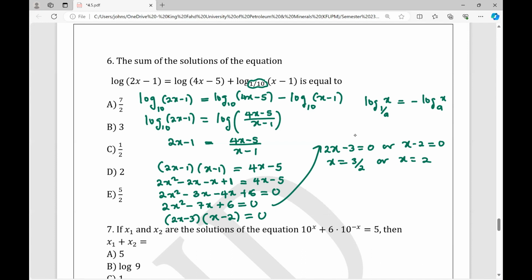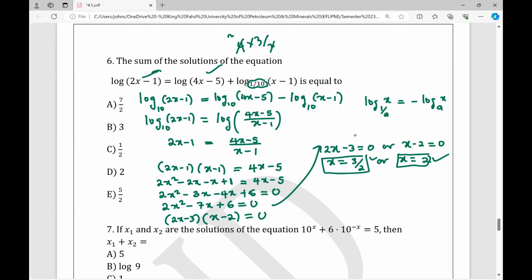So if you take x to be 3 over 2, you put 3 over 2 here, it's still going to be positive. Put 3 over 2 here, you'll have 4 times 3 over 2, which is 6, minus 5, so this is still positive. Okay, so it seems both of them are solutions. Yes, both of them are good. 2 will also do the job. So we have 2 solutions.